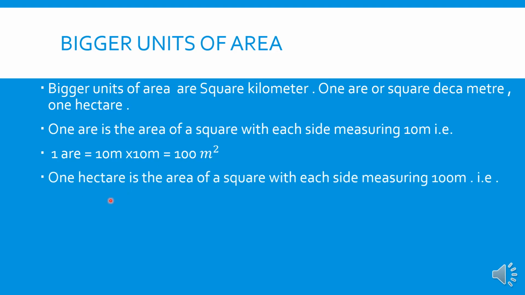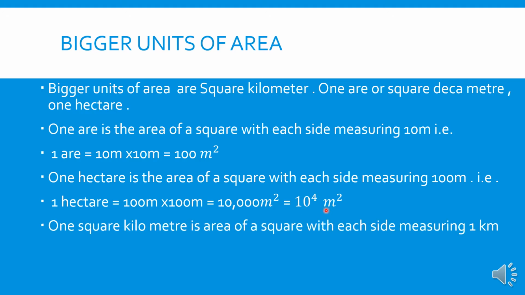1 hectare. 1 hectare is the area of a square with each side measuring 100 meter. It means one side is 100 meter, and because a square has 4 sides, all the 4 sides will be 100 meter. So what will be 1 hectare? 1 hectare equals side multiplied by side, 100 meter multiplied by 100 meter. That will be 10,000 square meter. So there are 4 zeros. That is why it is represented as 10 raised to the power 4 square meter.